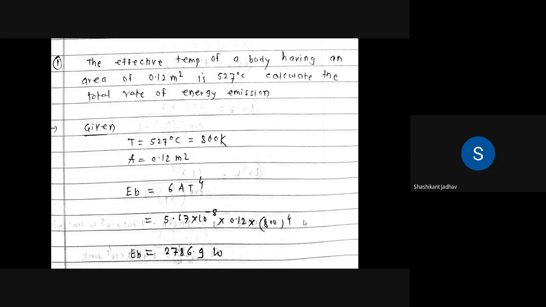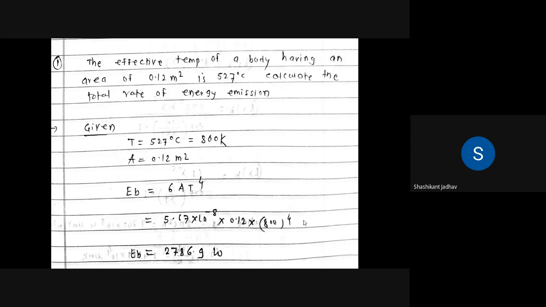Calculate the total rate of energy emission. So first of all, write down the given things. The temperature of that body is given as 527 degrees Celsius. So we have to convert that temperature into Kelvin. 527 degrees Celsius is nothing but 800 Kelvin. Then area is given as 0.12 meter square. And we have to calculate the total rate of energy emission. Okay, so what is the equation for the emissive power of a black body?